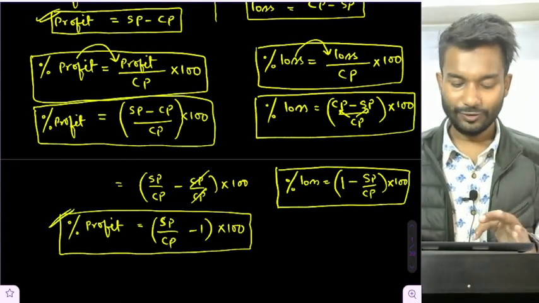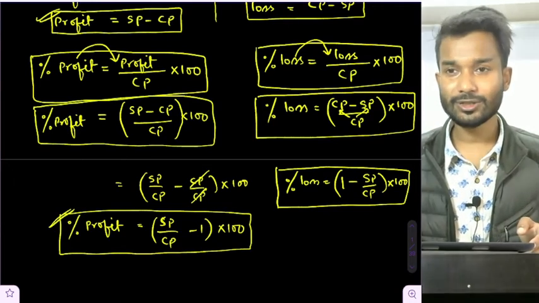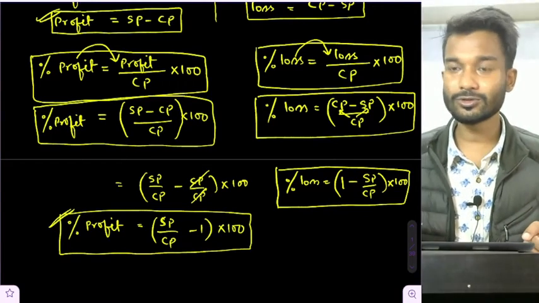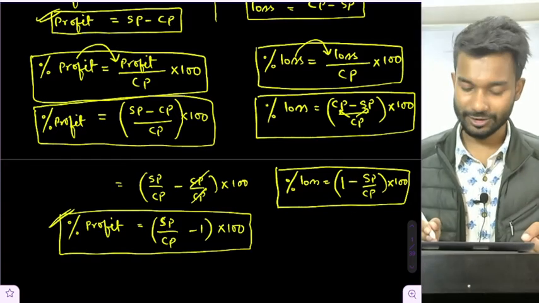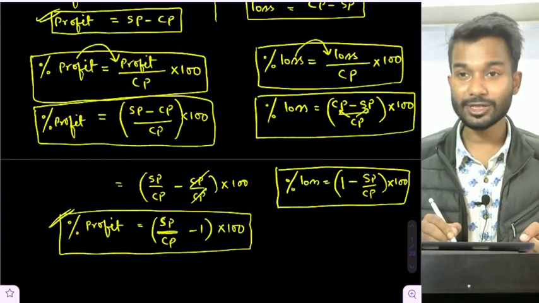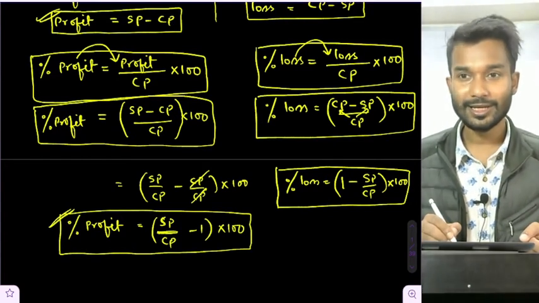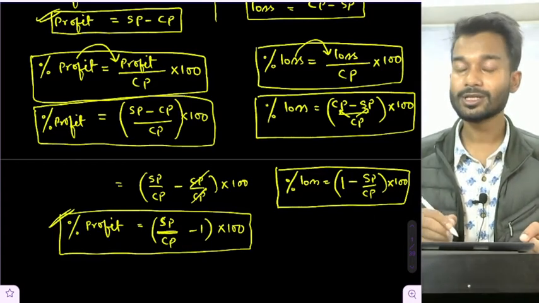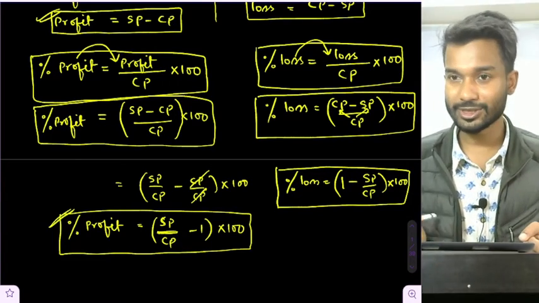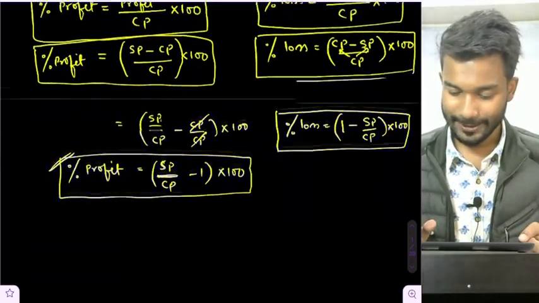Now you see, for finding percentage profit and percentage loss, it is not necessary that we should know the profit and how much the loss is. Even if you know the SP by CP ratio, this ratio is very important, we can still find out percentage profit and percentage loss. I hope it is clear.